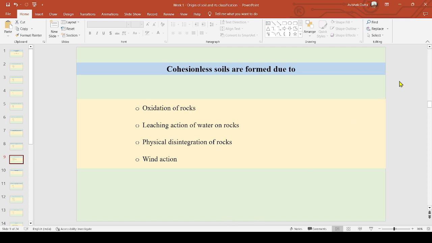Cohesionless soils are formed due to, options are oxidation of rocks, leaching action of water on rocks, physical disintegration of rocks, or wind action.